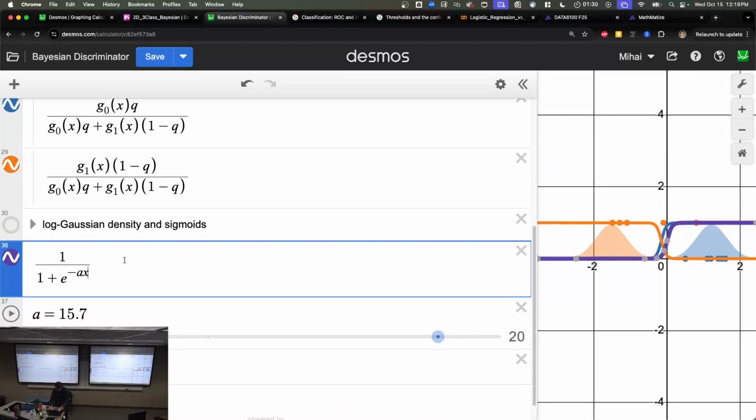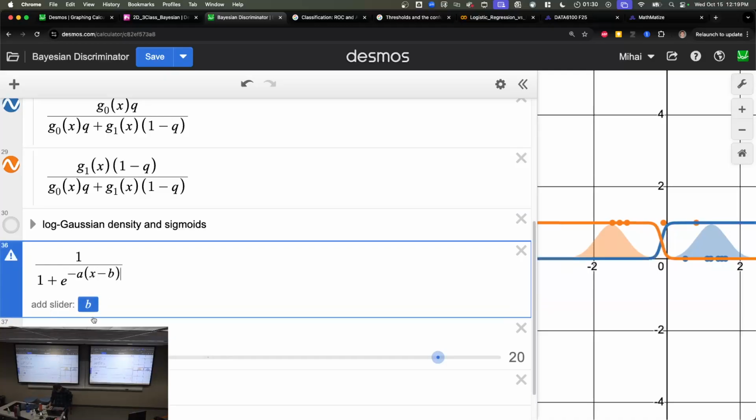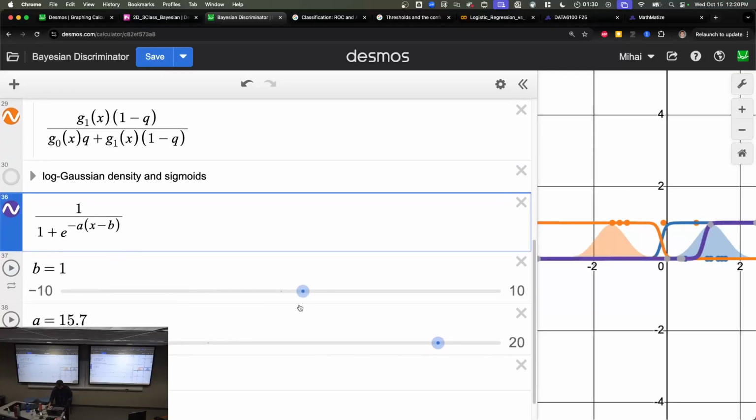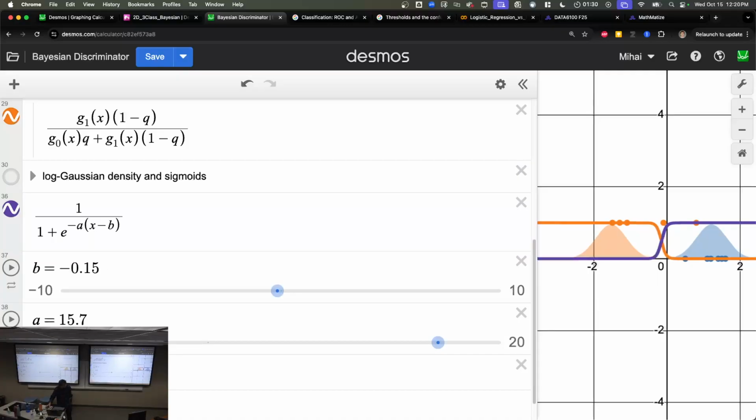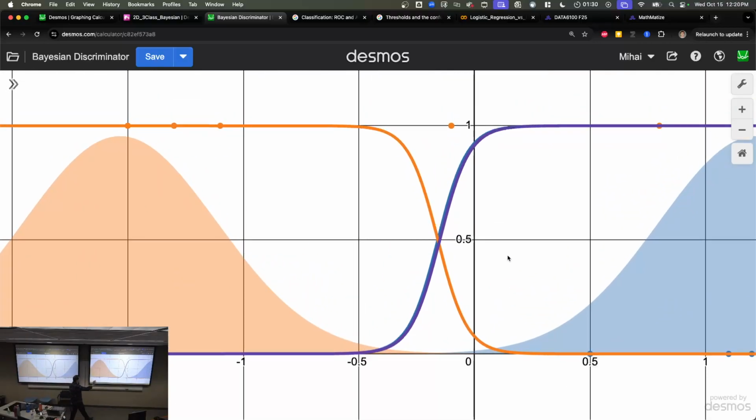What should we call the thing we subtract? Let's call that b. I don't know. x minus b. And we'll add a slider for b. Okay, now we can change b to slide it till it's just right. Okay, how about like that? So there we go. I set a to 15.7 and b to negative 0.15 to move it to the left by 0.15. And now look at that, they line up perfectly. Well, okay, not quite perfect, but the shape is exactly right.